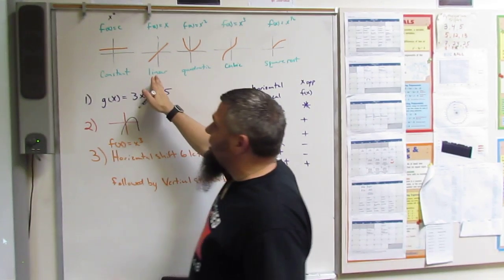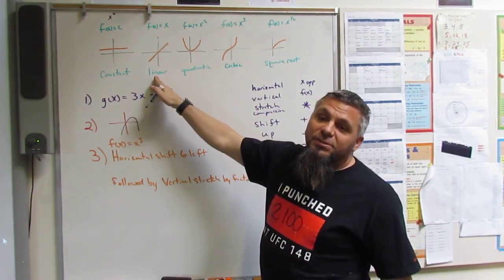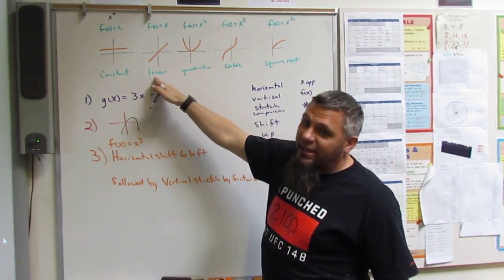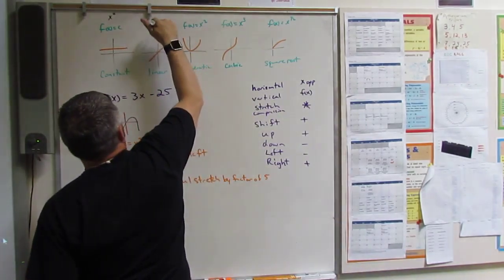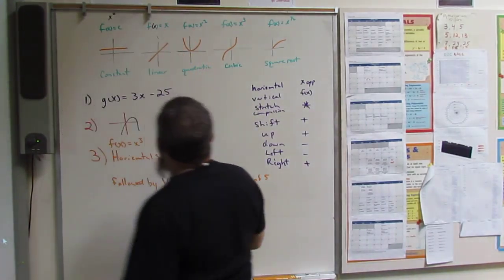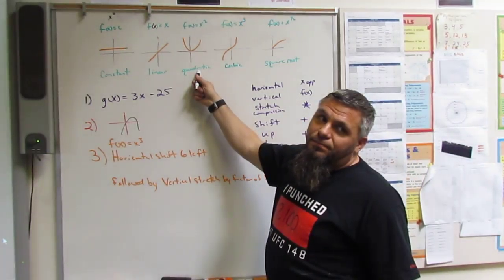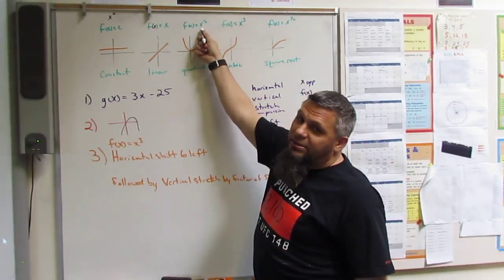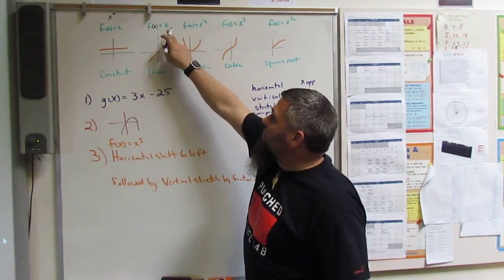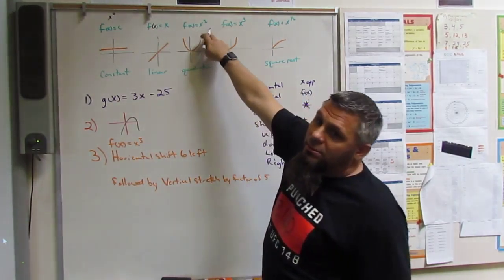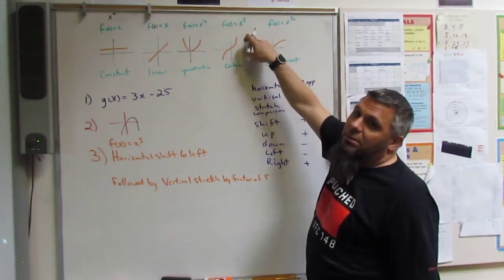Then you have linear. X is the first power. F of x equals x. That isn't very clear, but f of x equals x. Now quadratic is when you have f of x equals x squared. So it's 0, 1, 2, cubic 3.